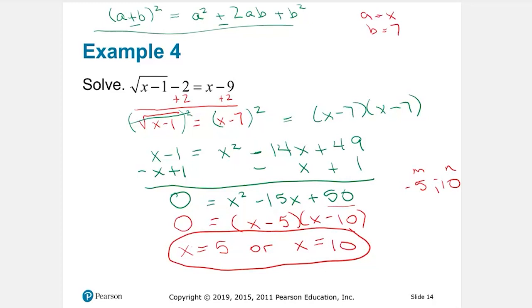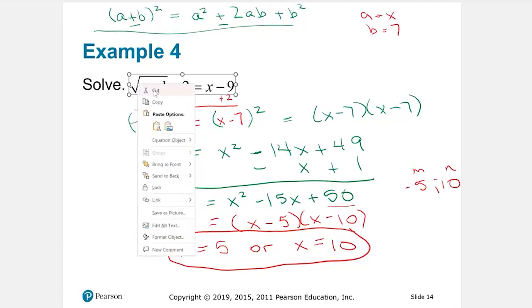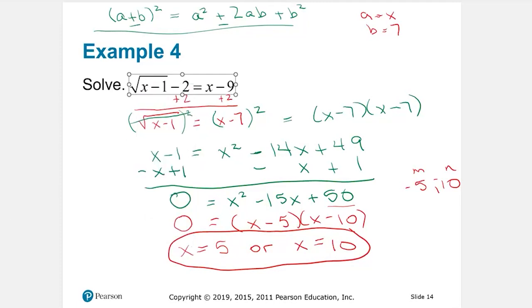But whenever I have a radical, it's very important that I check my solutions. So I have my original, which I'm going to copy, and I'm going to paste. And then I have my two solutions, which are 5 and 10. So x equals 5, x equals 10. And what I'm going to do is plug them in and make sure they work.